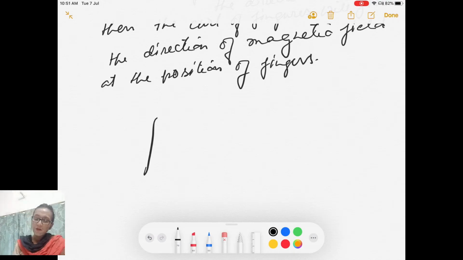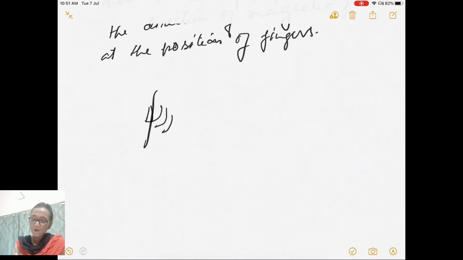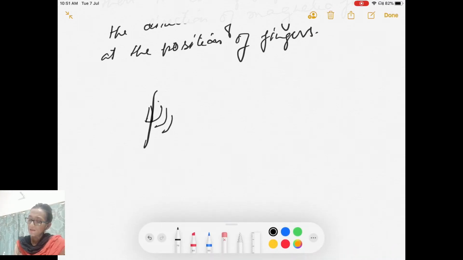Suppose you are grabbing the wire in this way, your thumb is pointing here and the fingers are going along this direction, inward direction. At the back, the finger is coming in this direction, and then the finger is coming in outward direction. So the magnetic field direction changes at all the positions.